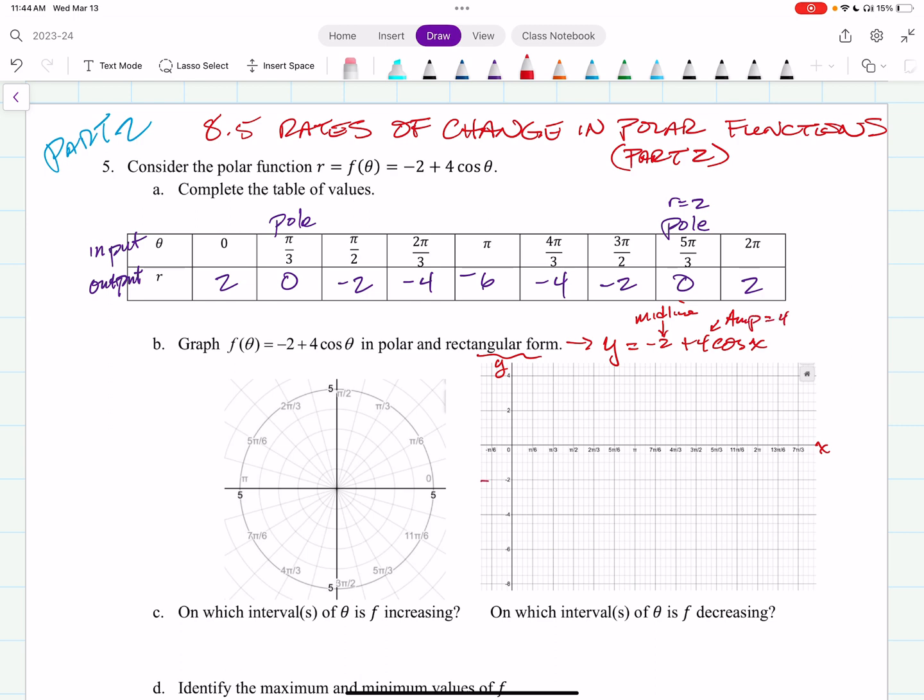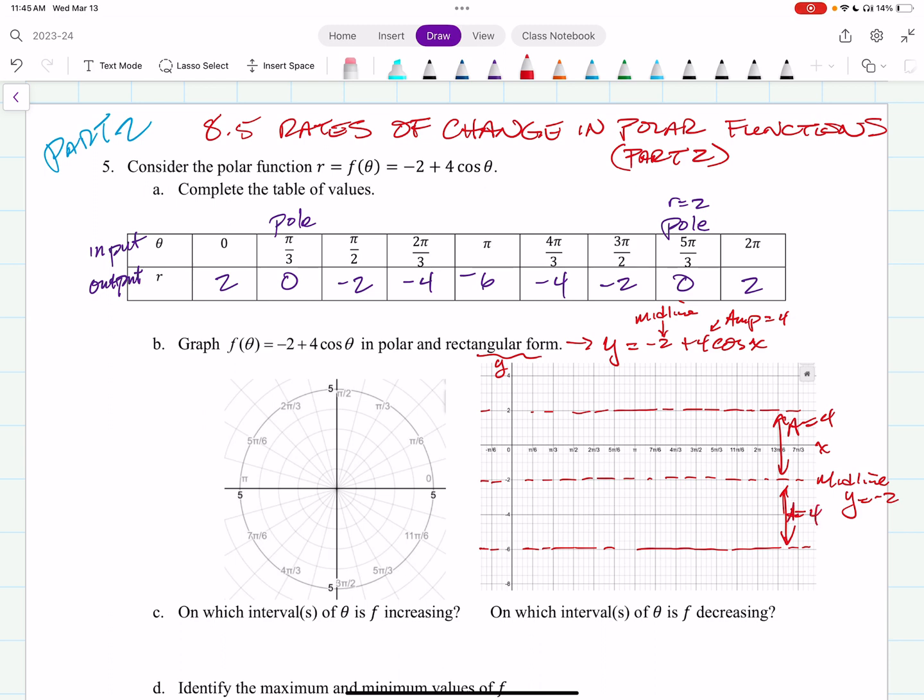What you want to do is draw your midline first. This is how we did it back in previous sections. You get your midline at y equals -2, and then you go up 4 and down 4, because the amplitude is 4, which means you go up to 2. These are the guiding lines. The wave function is going to oscillate between 2 and -6, because we've got to go down 4 as well. So the amplitude is 4, and you go up 4 and down 4.